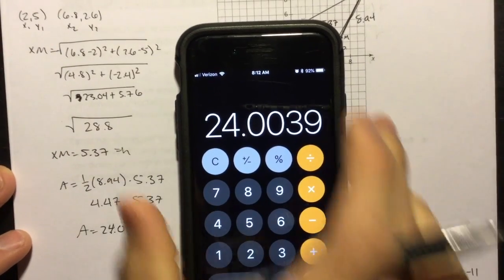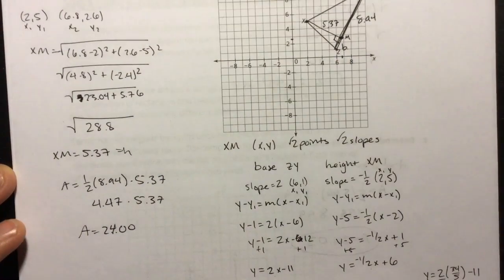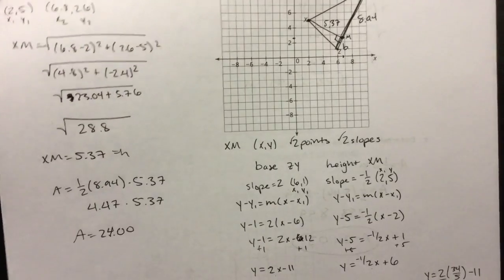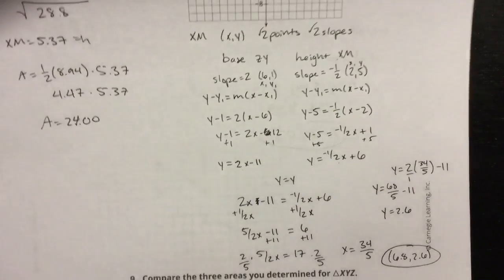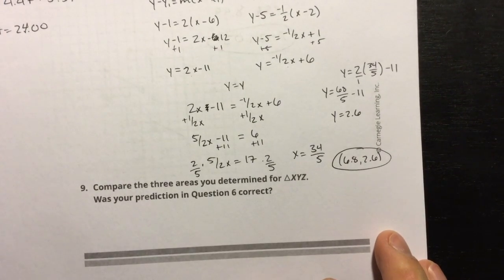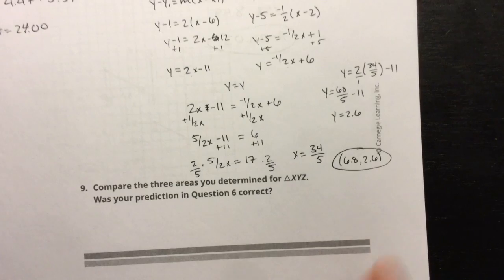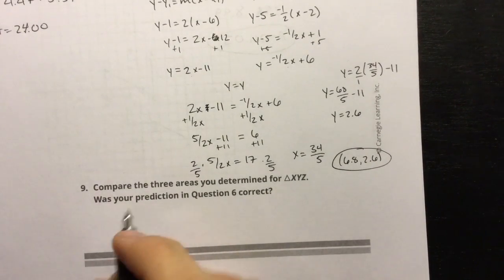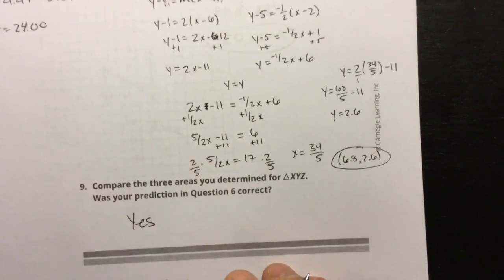So in doing it live, we clutched up. We got the same answer every single time. So we got about 24. Again, on the one we got 24.03, but that's okay because it was very, very close. So compare the three areas you determined for triangle XYZ. Was the prediction in question 6 correct? So our prediction was that all the areas would be the same. Yes, they were all the same.